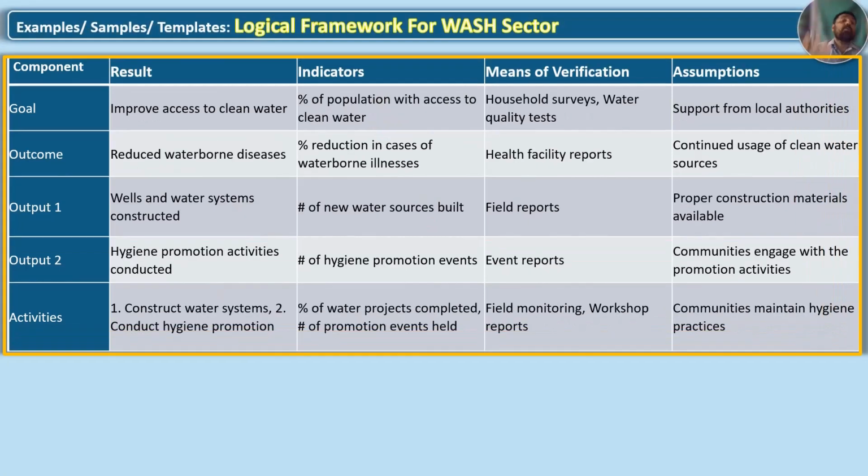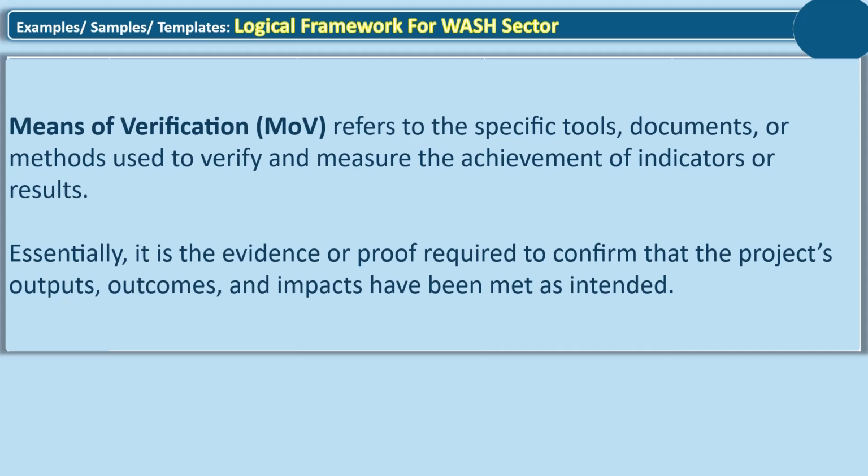Here is an example for the WASH sector. The goal is to improve access to clean water. This is the indicator for that. These are the means of verification. What would be the required means of verification if we report that this indicator has been achieved?